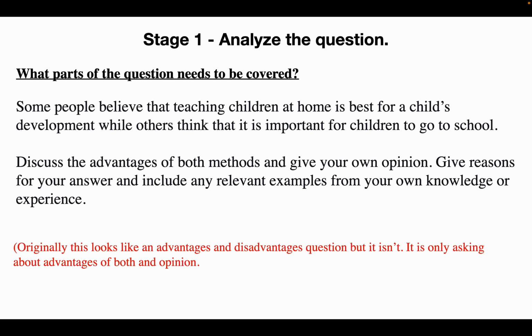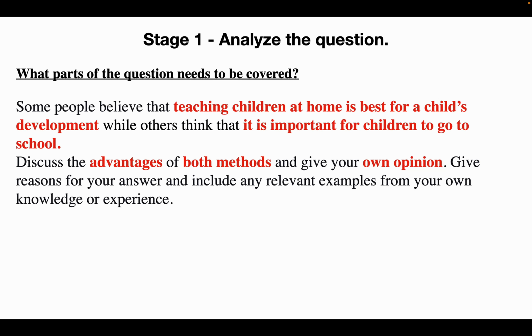It's not asking for advantages and disadvantages. So I don't want to be talking about disadvantages. These are the things that I think are important. So teaching children at home. It's best for child development. So we're talking about teaching children, child development. It's important for children to go to school. So the two things I'm talking about are children going to school and children learning at home, and child development.